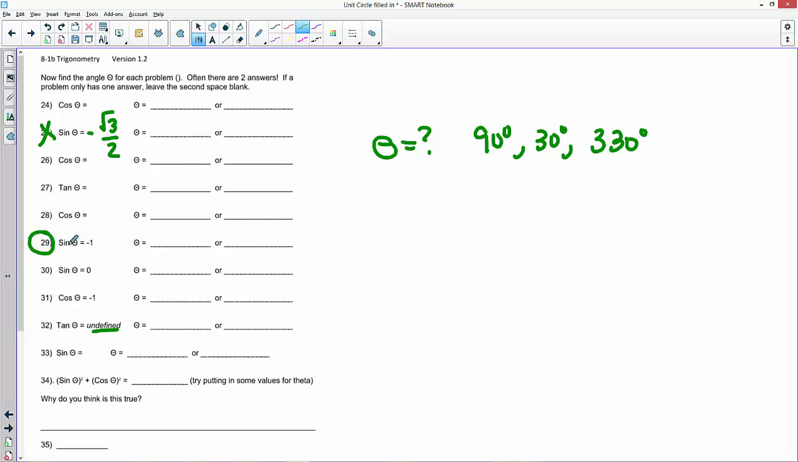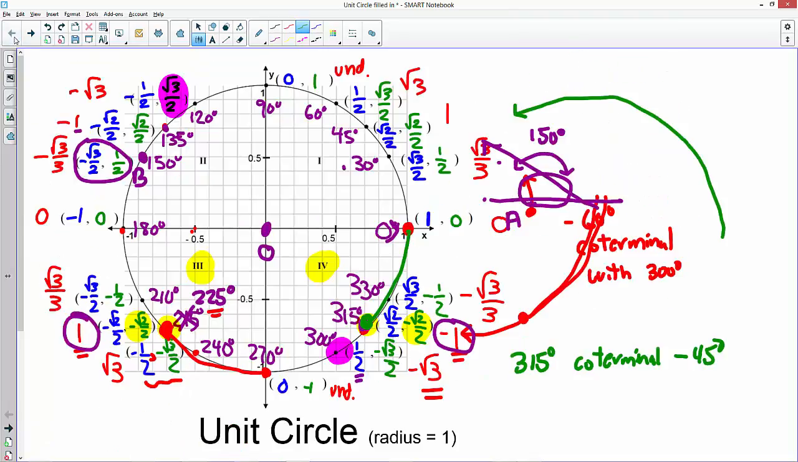So problem 29, where is the sine, or the y value, because remember sine is the y value, -1. So we go back to my unit circle, and I look for -1 in the y value, right? I can go all the way around. Here's 1, here's radical 3 over 2, here's radical 2 over 2, but until I get to the bottom, I will only find one dot where the y value is -1. There it is, okay? That dot. So 270 is the answer.